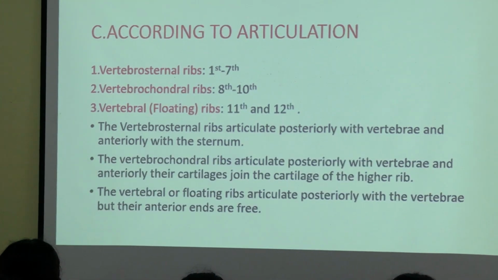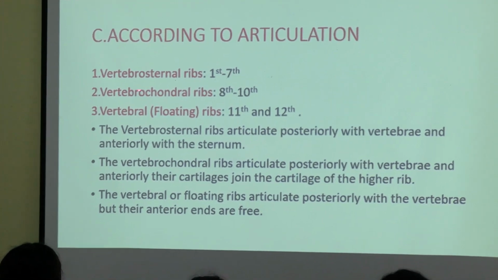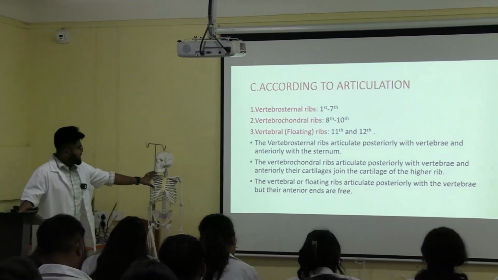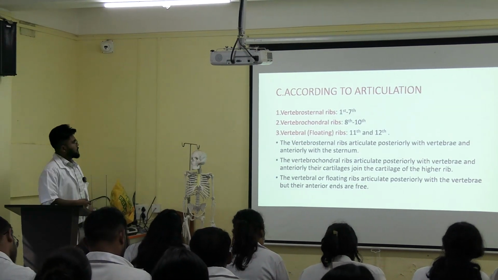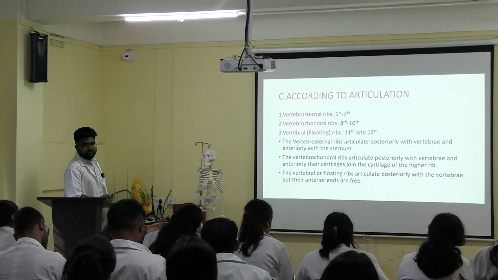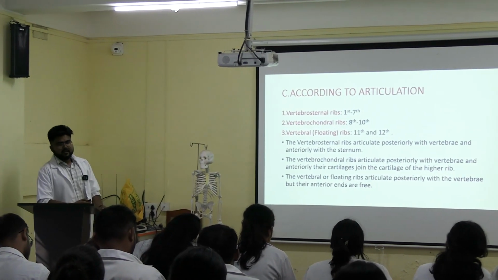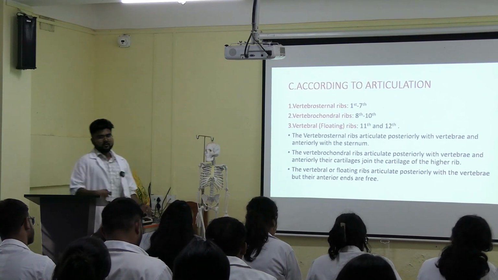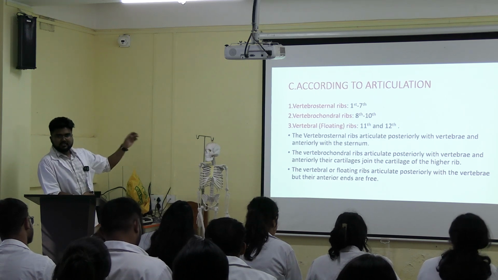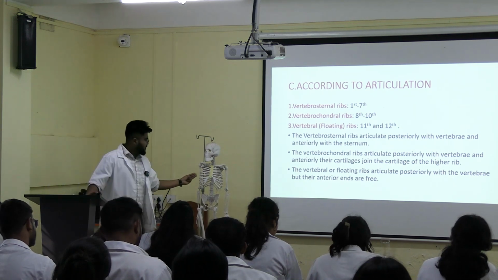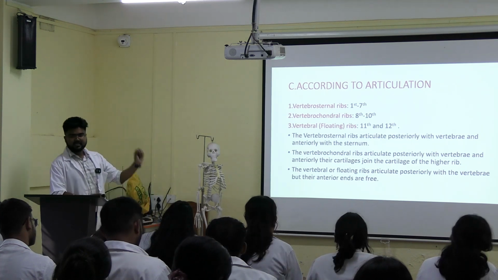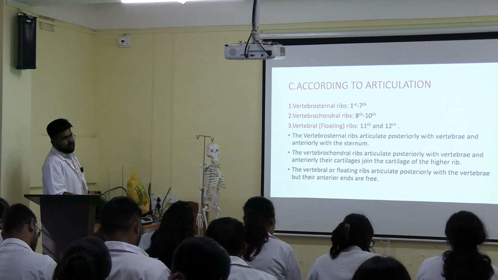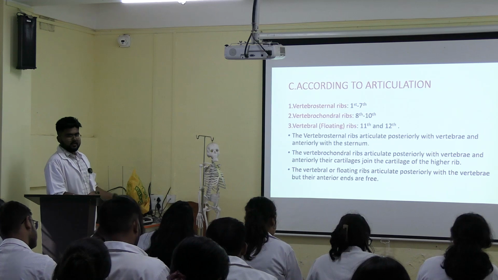The next is classification according to the articulation. First is the vertebrosternal ribs, the first 7 ribs, which are directly attached to your sternum. Then the vertebrochondral ribs, the 8th to 10th. They are attached to the sternum but not directly. The 8th, 9th and 10th ribs are together attached to the 7th costal cartilage, the upper costal cartilage. So they are named the vertebrochondral ribs, the 8th to 10th rib.